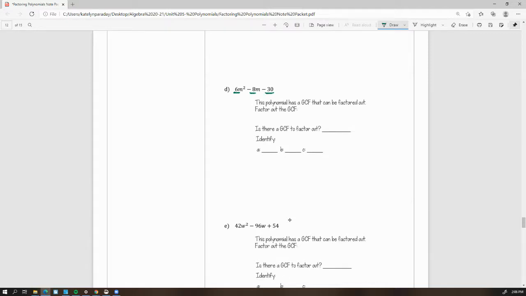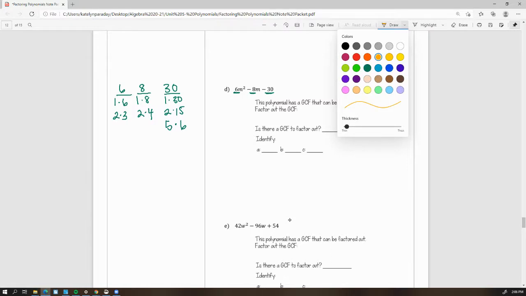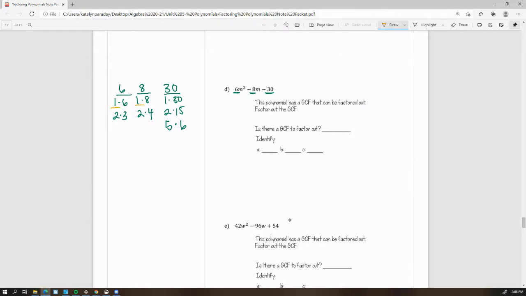If you want to pull open the factor sheet and look, 6, 8, and 30, let's list their factors. 1 times 6, 2 times 3, right? And then 1 times 8, 2 times 4, 1 times 30, 2 times 15, not 4, and then 5 times 6, right? So we look at these and we look for which number do they have in common. Well, they all have a 1, but that's not the biggest number they have in common. They all have a 2. So what I'm going to do is divide this out, all these numbers, by 2.